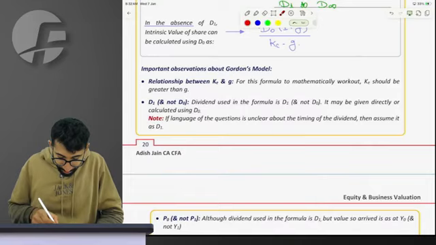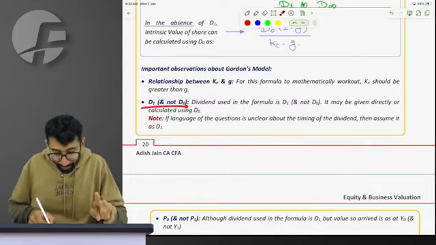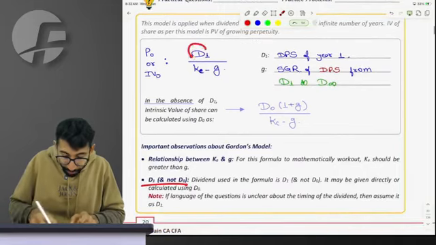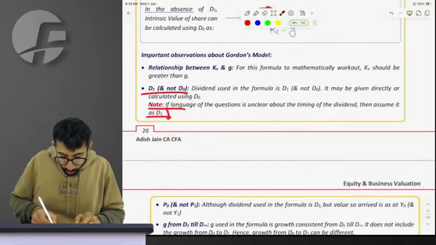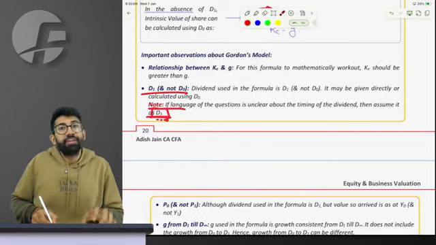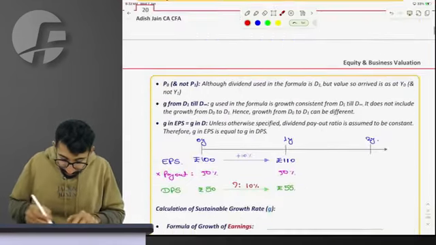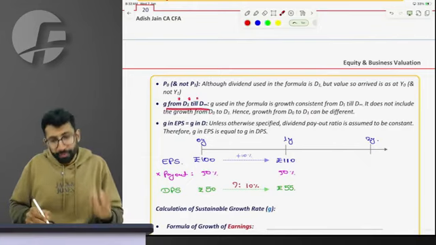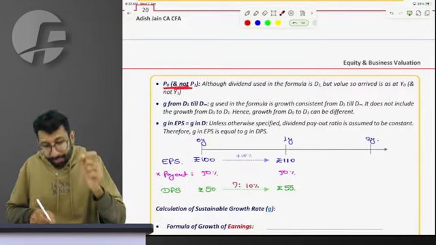So D1 and not D0 is what you have to take, right? What you use in the formula, that is fine. But in case of confusion, assume the given dividend to be D1. Next, sir, you have to realize growth is from D1 to D infinity. We have also talked that the price to arrive is at 0 point.